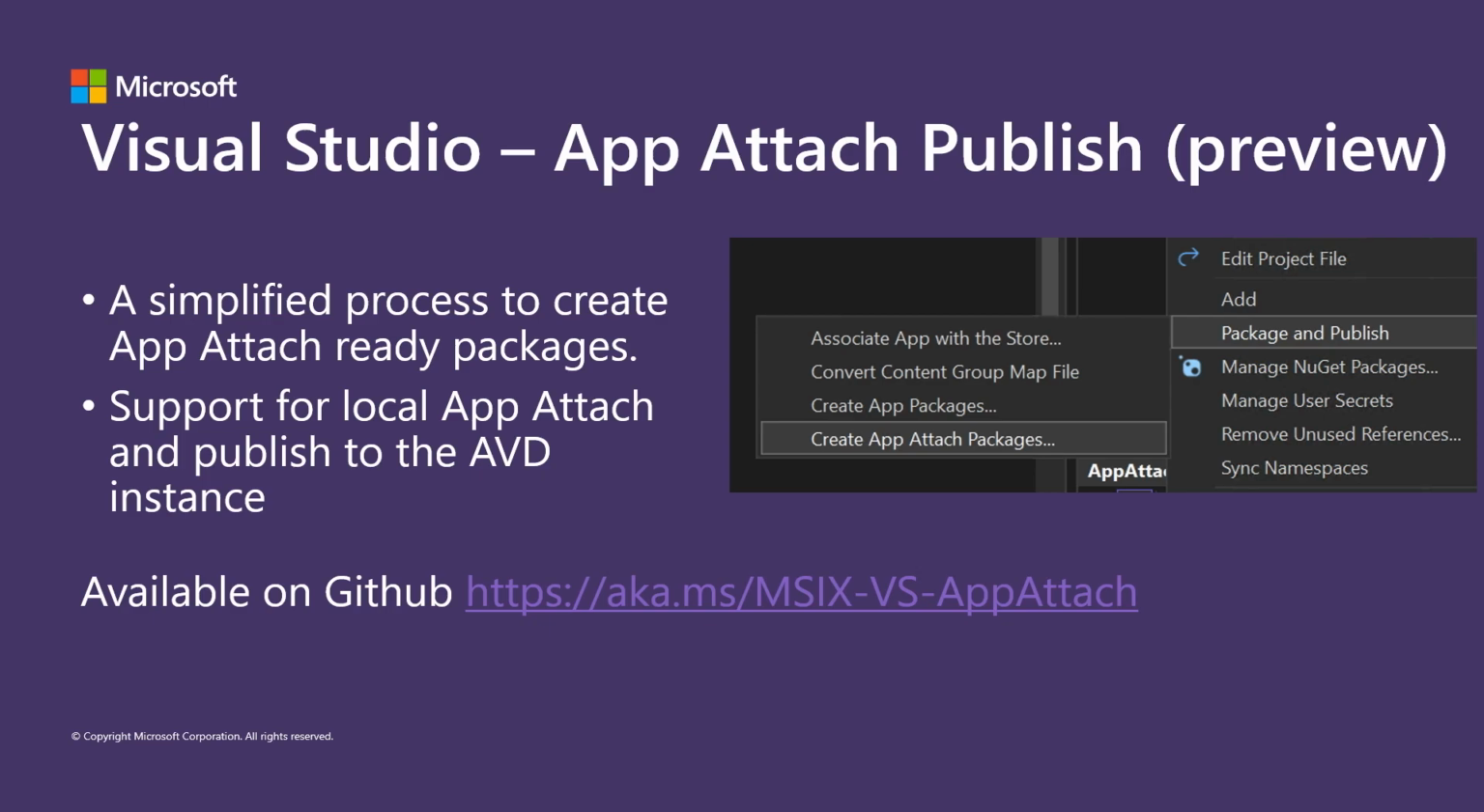Based on your feedback, today we are demoing an experience that will allow you to not just create MSIX packages, but go all the way to create app attach ready images right from within Visual Studio. So instead of me doing this boring talk, let me quickly show you how it is done. By the way, the extension is already available in preview on GitHub. You can go to aka.ms/MSIX vs app attach and you can download the extension. Let me show you how this works.